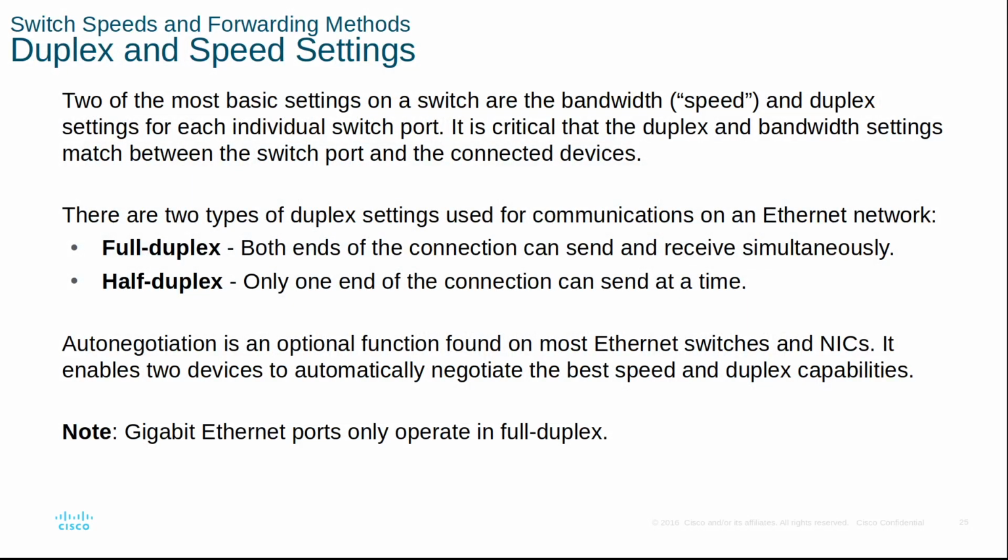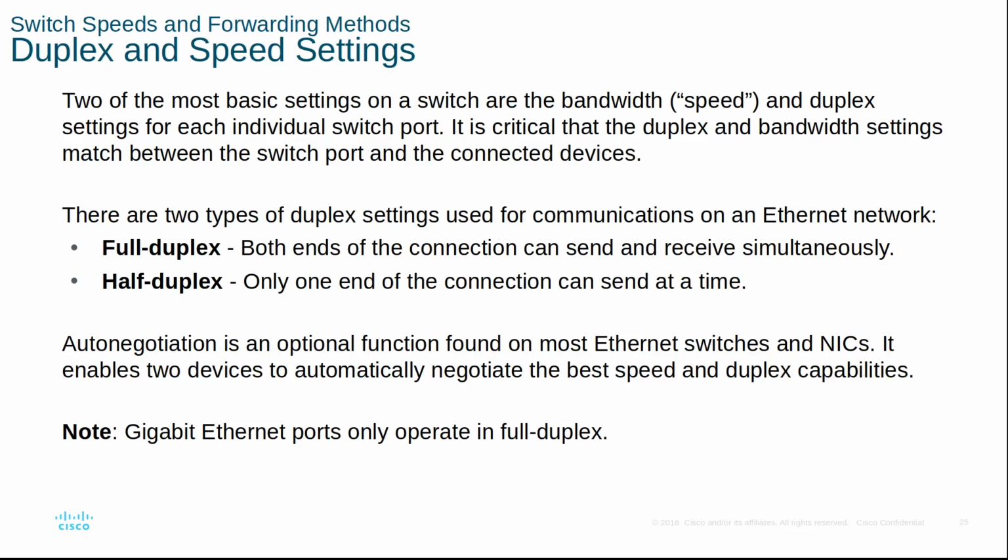Now we've mentioned duplex. We haven't talked about speed though. These are two of the most common basic settings that you can use on a switch. The two duplexes you're going to see are half duplex and full duplex, which we talked about previously. With full duplex, both ends of the connection can send and receive data at the same time. With half duplex, only one end of the connection can send at a time.